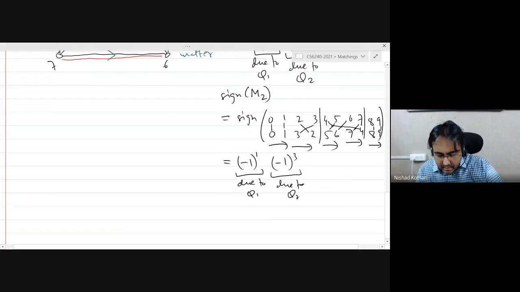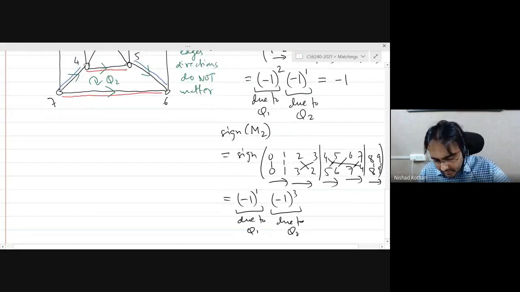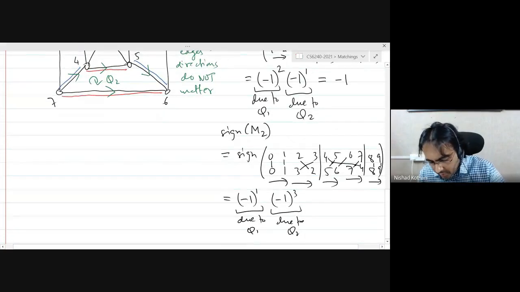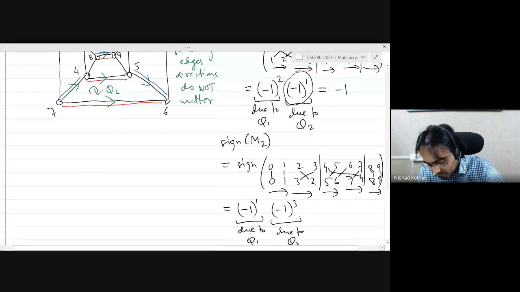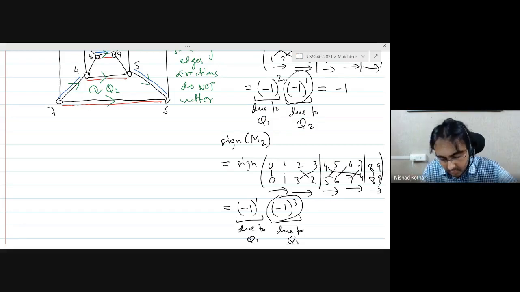Great. So what I want you to observe here is that the contribution of Q2 has actually remained the same. It was minus 1 to the power 1 in the M1 matching, and in the M2 matching, it is minus 1 to the power 3. Okay? However, the contribution due to Q1 is different. It was minus 1 to the power 2, which is equal to plus 1. Now in the M2 matching, it is minus 1 to the power 1, which is minus 1, right?